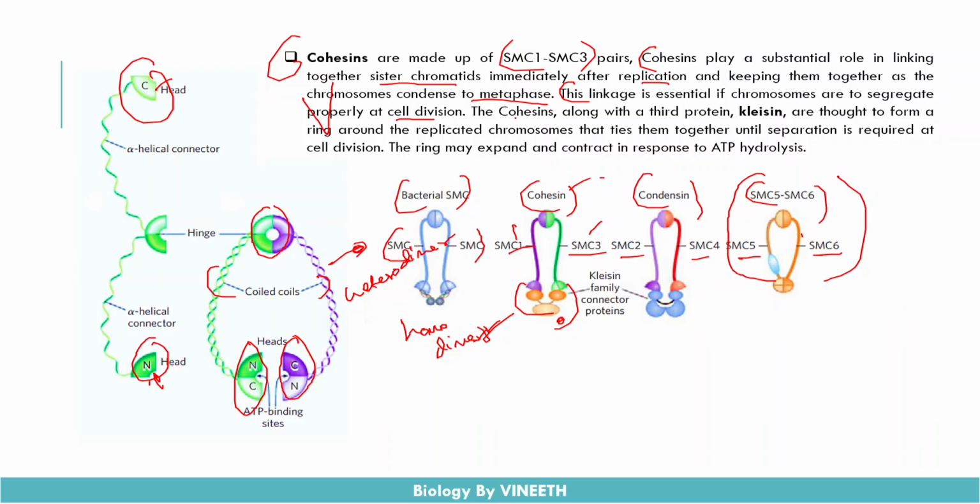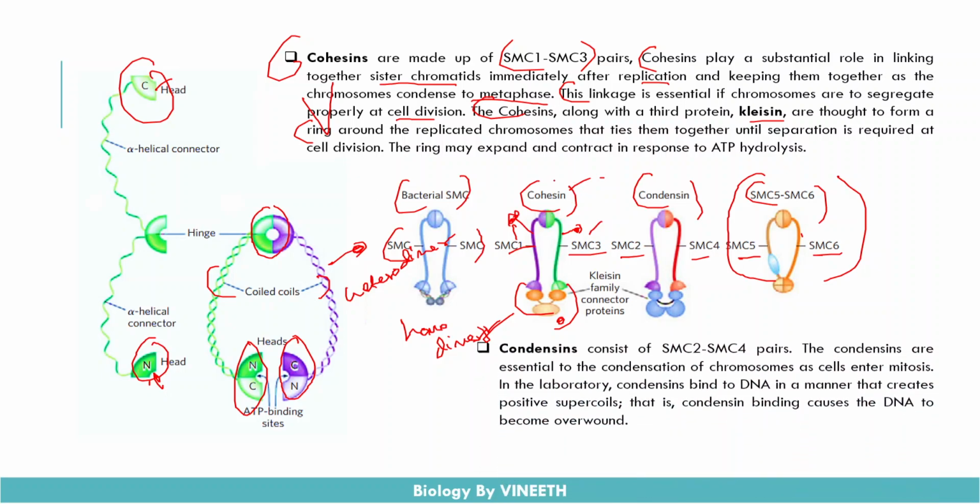Obviously, if the sister chromatids don't get condensed, a lot of tangling will happen in the cell, and the mitosis will be abnormal. The cohesins, along with a third protein called the Kleisin family proteins or connector proteins, are thought to form a complete ring around the replicated chromosomes, and that ties the sister chromatids together until separation. So this ring is actually important, and absence of this ring also involves a lot of abnormalities in the DNA.